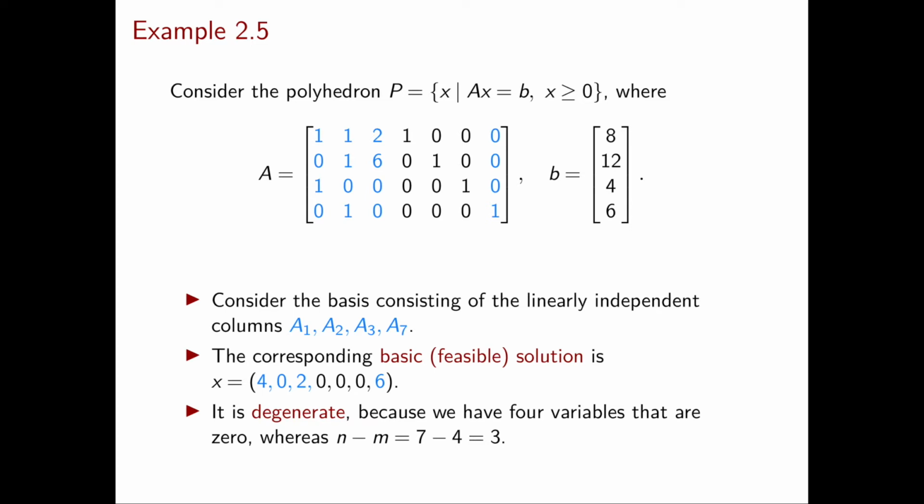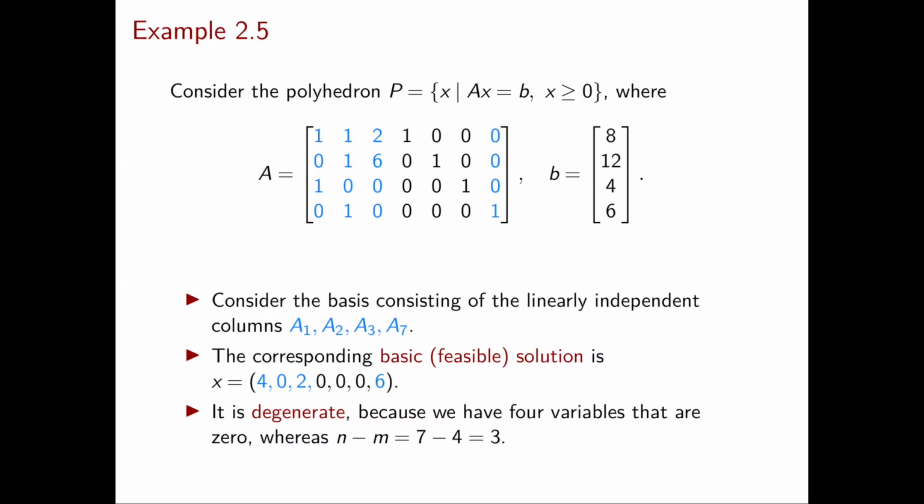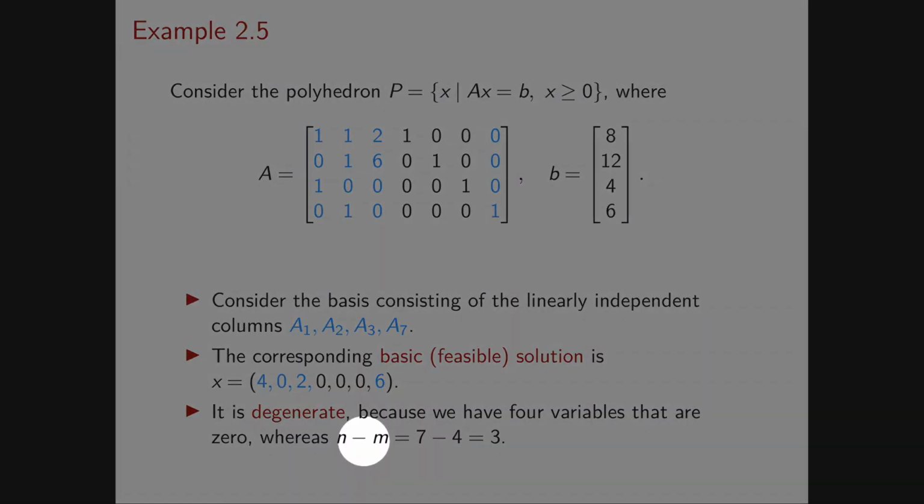This is a degenerate basic solution. Why is that? Because we have 4 variables that are at 0, and 4 is strictly larger than n minus m, which for this problem is 7 minus 4, because you have 7 variables and 4 equations, which is equal to 3.